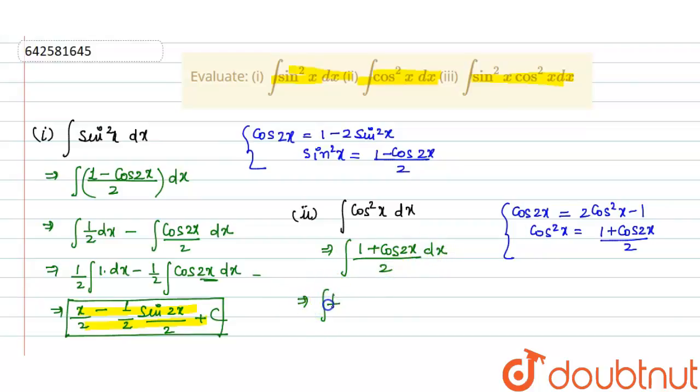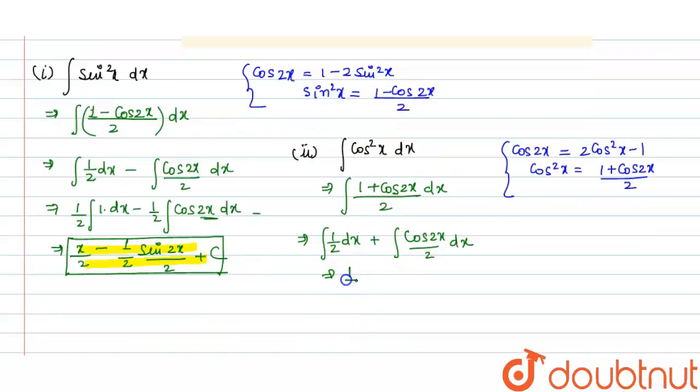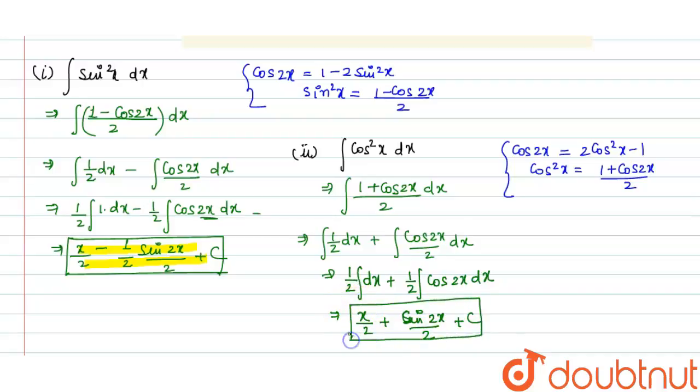We will separate it: 1 by 2 dx plus integration of cos 2x upon 2 dx. Now again we can write it 1 upon 2 integration of dx plus 1 upon 2 integration of cos 2x dx. So it will be x upon 2 plus, integration of cos 2x is sin 2x upon 2, plus constant. This is the final answer of the second part of our question.